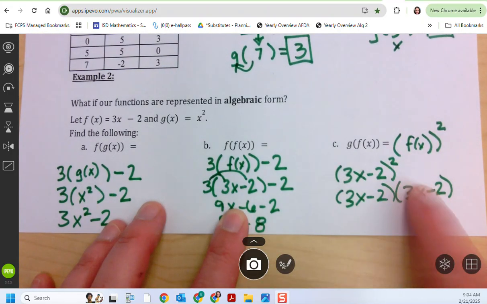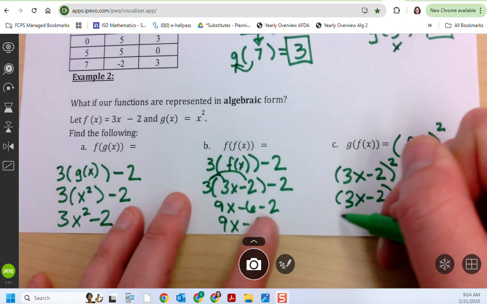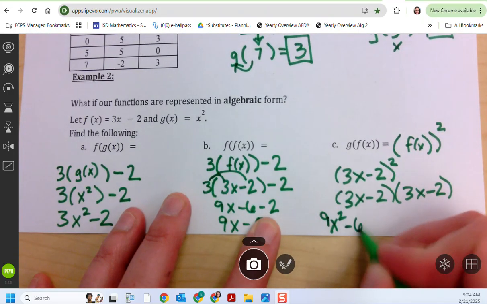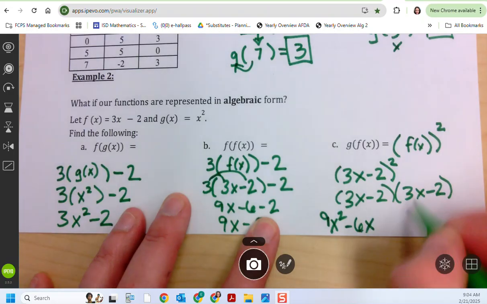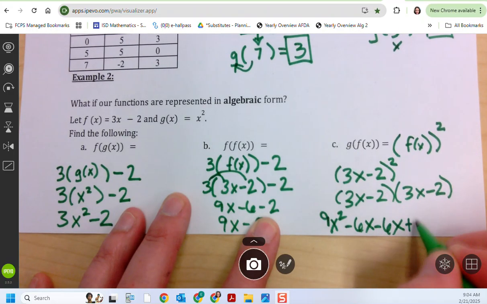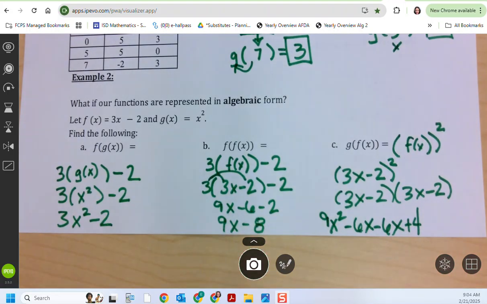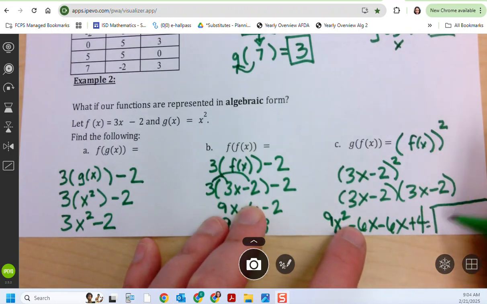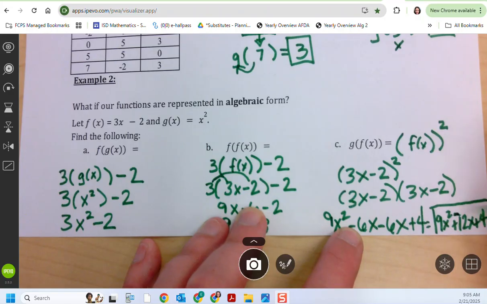I just distribute, so 3x times 3x is 9x squared. 3x times negative 2 is a negative 6x. Negative 2 times 3x is a negative 6x. And negative 2 times negative 2 is positive 4. And then in your very last step, you're going to combine your like terms in the middle. So I don't have a lot of space, but I'm going to make it work. 9x squared minus 12x plus 4.